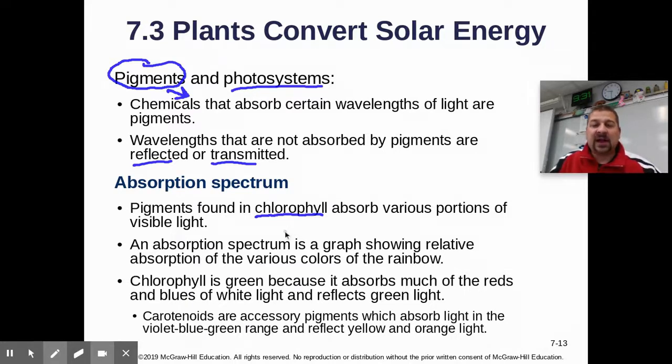That graph kind of looks like a rainbow with a line on it, and I'll show you on the next slide. We'll see why chlorophyll looks green and why carotenoids, xanthophylls, and some of the other pigments we'll see in our plant pigment lab look the way they do, when we separate out those pigments and see those different colors.